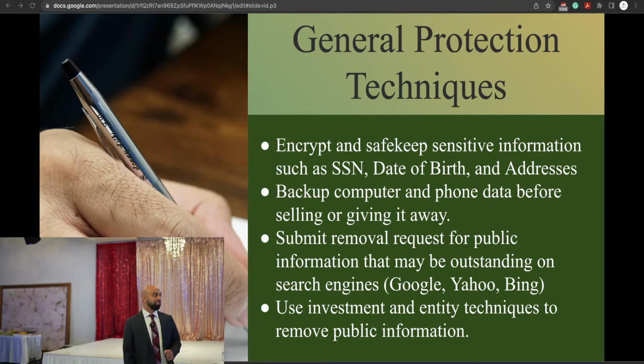And then the last technique that everybody should use is to use investment and entity techniques to remove public information, such as your home information, where you're living, things like that. Okay, next slide. Oh, we'll continue.